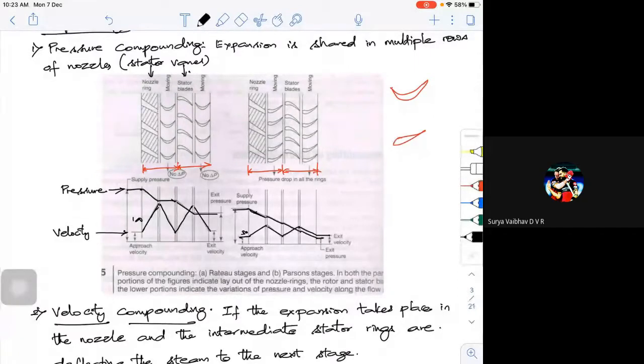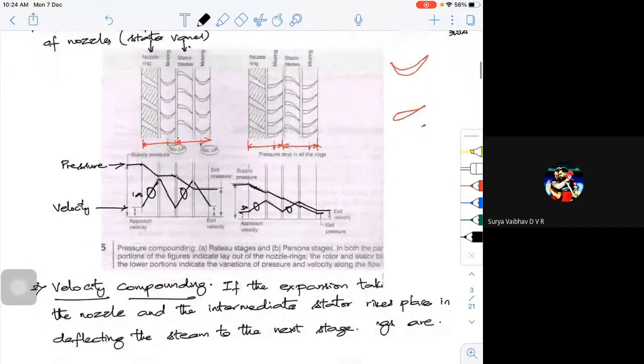So the nozzle or the stator blades, the expansion is going to take place. This is very critical here. So expansion takes place in multiple rows of nozzles. Such things are called pressure compounding. Whatever expansion takes place, if it is done in nozzles, it is called pressure compounding machines. Now, what is velocity compounding?